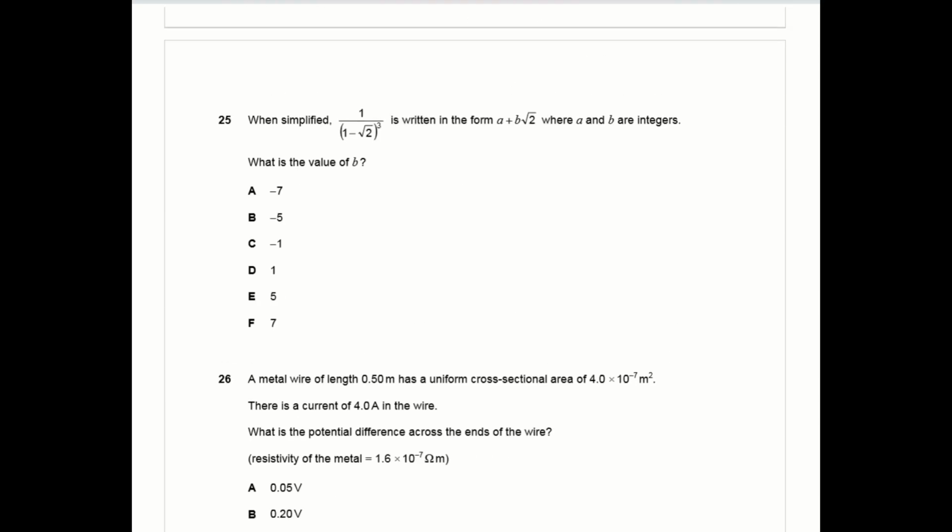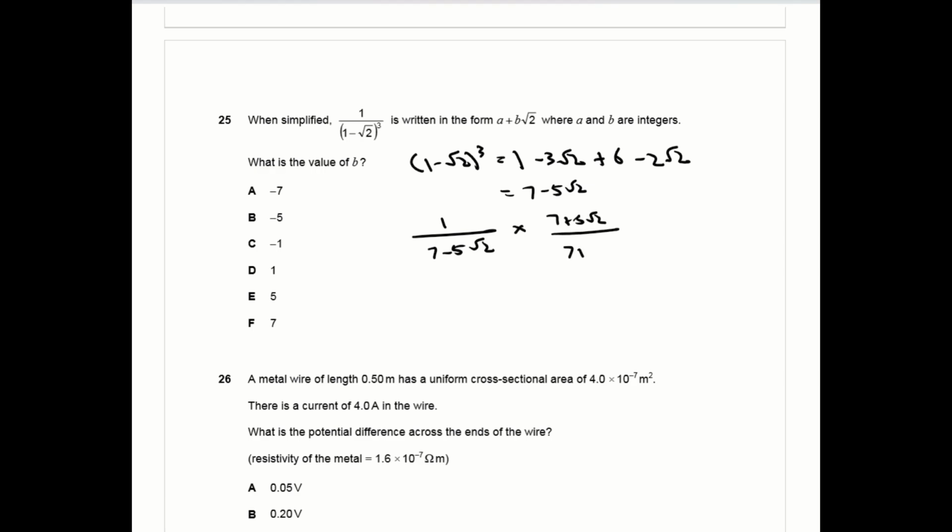For question 25, it's easiest to approach this question by first expanding (1 minus the square root of 2) all cubed, and then working to rationalize the denominator from there. So when you cube the whole thing, you end up with 7 minus 5 root 2 using the cubic expansion. And then you can multiply this by (7 plus 5 root 2) over (7 plus 5 root 2) to rationalize the denominator and give you minus 7 minus 5 root 2. And b is therefore minus 5.